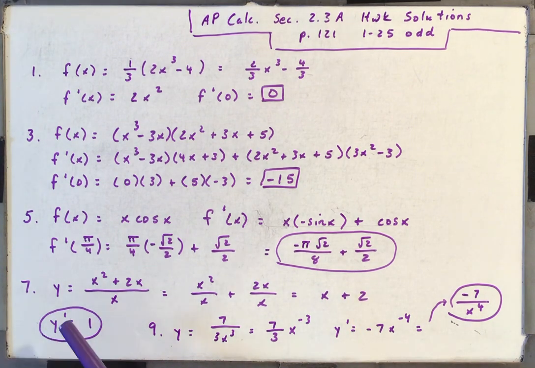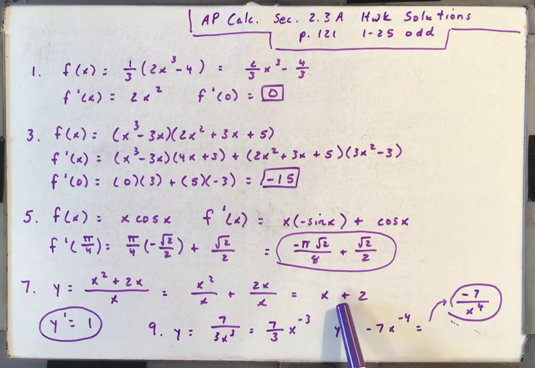Okay, number 7. So we've got x squared plus 2x over x. We're going to rewrite this as x squared over x plus 2x over x, and that will simplify into x plus 2. So you don't need to use the product rule at all. The derivative of x plus 2 is just 1, because derivative of x is 1. So y prime is equal to 1.